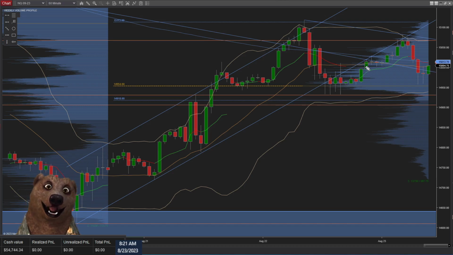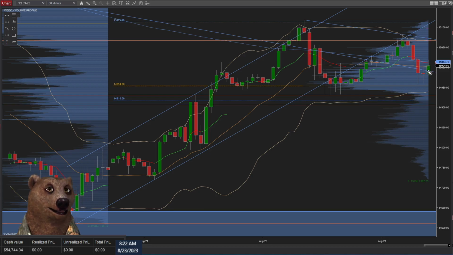So, I'm not quite sure. We've got two scenarios. One is that we break this level and we fall down. The other one is we break this level and we start to trend up. You could try to take a short up here. That would be a good risk reward. Your stop is right here, and your take profit would be all the way down here. I don't know. We're just going to have to let the market open up and see.